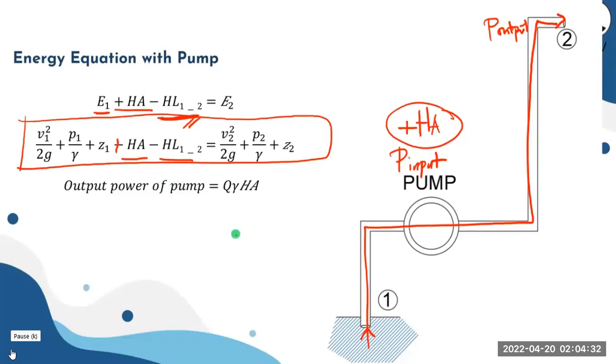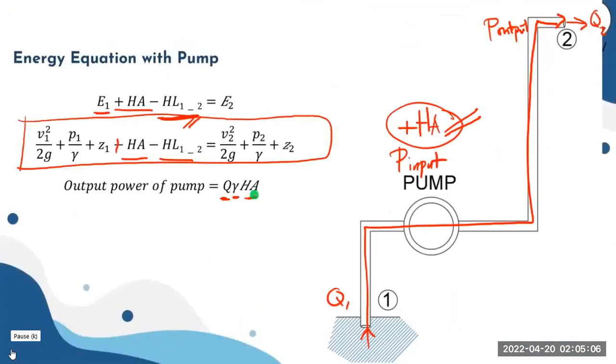To compute the output power of the pump, the additional head that we have will be multiplied by the flow rate at point 2. Of course, the flow rate at point 1 is just the same as at point 2. So the flow rate on the pipe, the unit weight of the fluid, and HA.